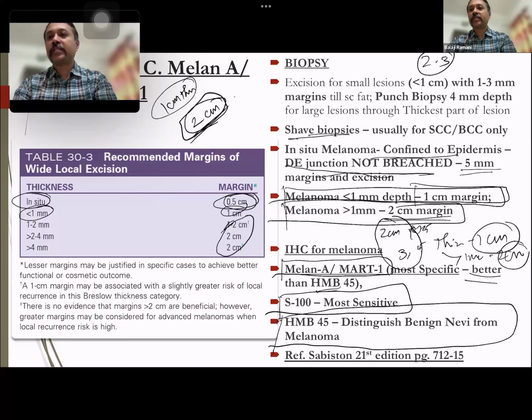Shave biopsies are usually done for SCC and BCC only. It is not advised in the diagnosis of melanoma. Excision with 1 millimeter margins is for small lesions, and punch biopsy up to 4 millimeter depth for large lesions, to the thickest part of the lesion.